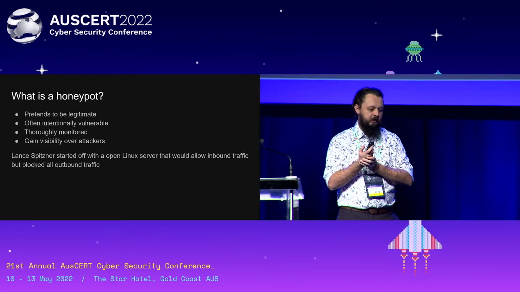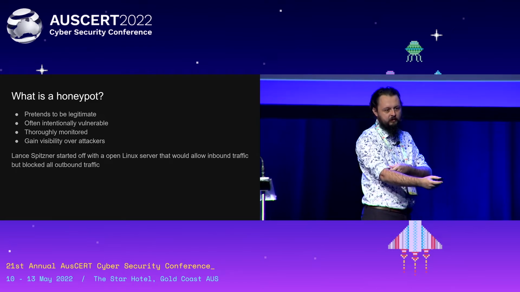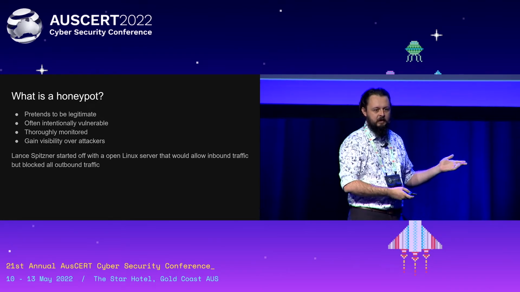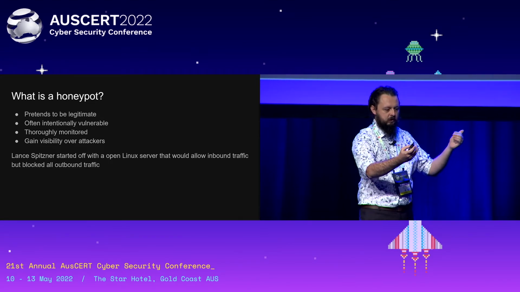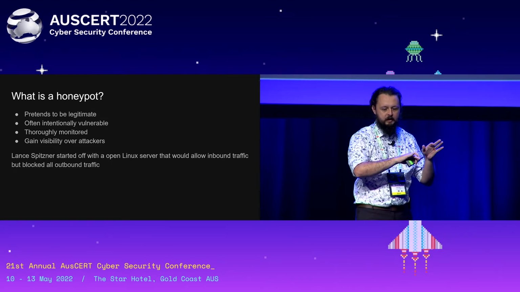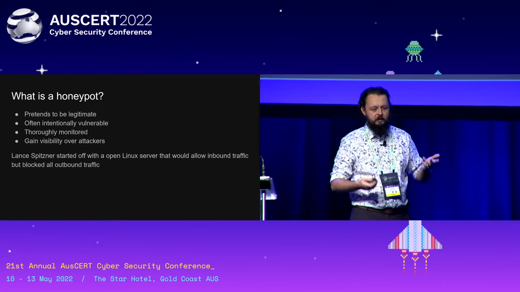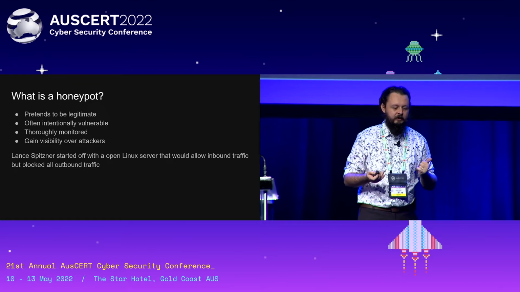A really good explanation of what it is: Lance started off just opening up a Linux server in his living room to the internet, and he set it so that you could communicate in, but you couldn't communicate out. And eventually at some point someone jumped in and they were just RFing all this stuff, and he got really excited.